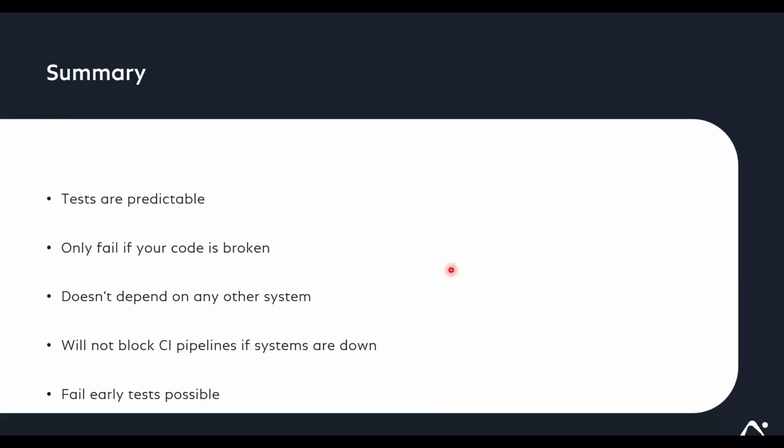So if your CI pipelines are executing these tests and you rely on third-party systems, maybe your CI pipeline won't complete because your tests are failing based on the dependency. So without any dependency, your CI pipelines won't fail here.